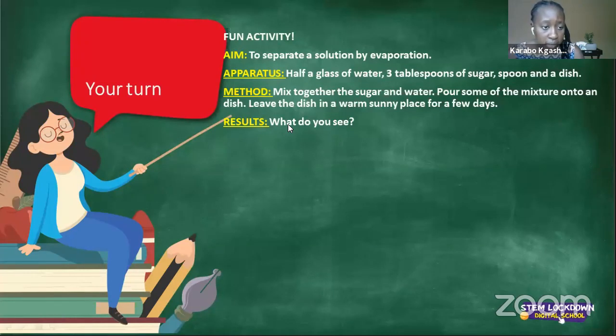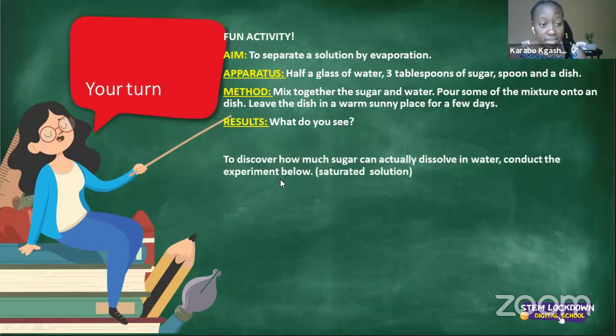Aiden says water, Lizelle says sugar crystals, Stephanie says crystallization. All right, very, very good. You would actually see the sugar crystals, already a solid. Lutando says water. All right, so if you leave it for long enough in the sun, you'll end up seeing sugar crystals left at the bottom of the bowl or the glass. The water would have then evaporated.